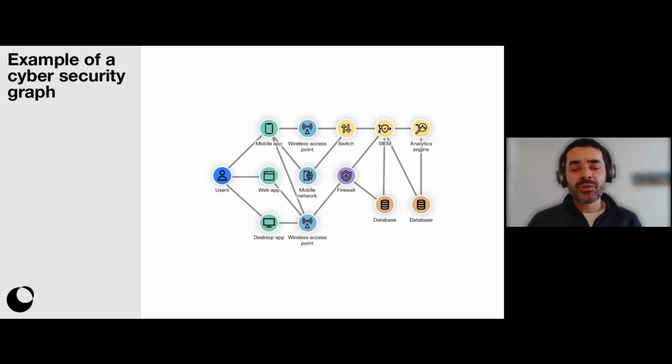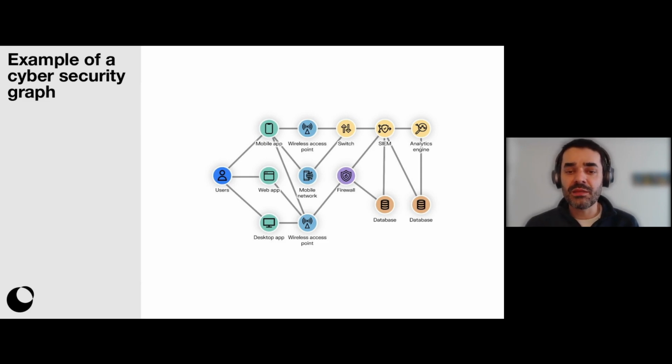So that's it for a quick primer on graphs and the main concepts. Now I want to show some concrete examples of how to apply that in practice, starting with a cybersecurity example. And here we have a cybersecurity graph. We have modeled the data from the cyber domain as a graph, and we can see that we have users that are connected to endpoints such as a mobile app, web app, desktop app.